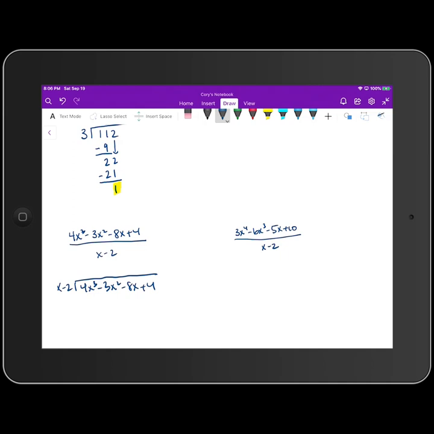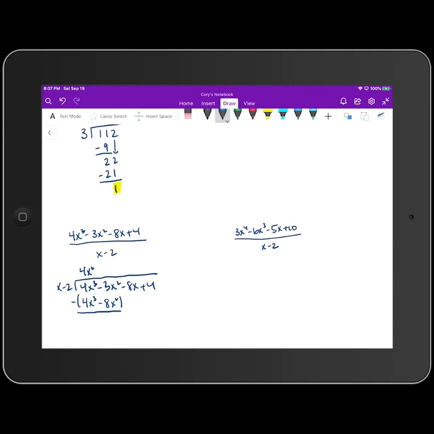Okay, so the way we're going to long divide polynomials is we want to think to ourselves, what times x is going to give me the first term in the polynomial? And that's going to be 4x squared. Okay, and just like we did when dividing numbers, we're going to multiply 4x squared times the polynomial x minus 2. So whenever I distribute, we get 4x cubed minus 8x squared, and then we're going to subtract our result.